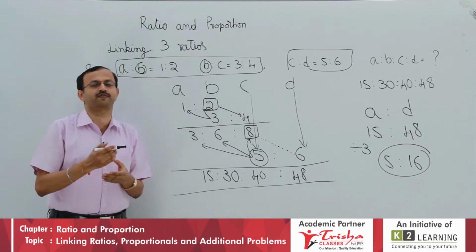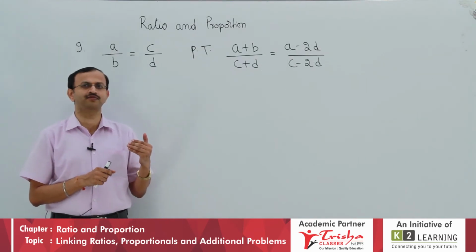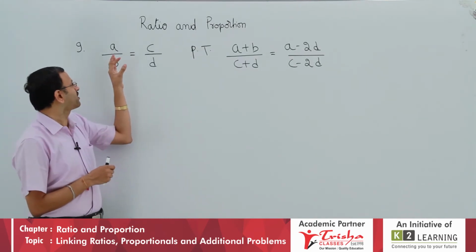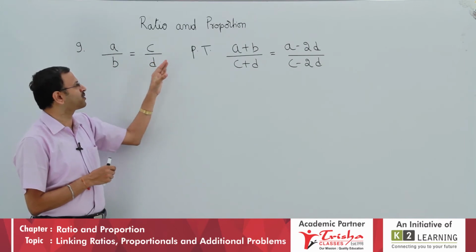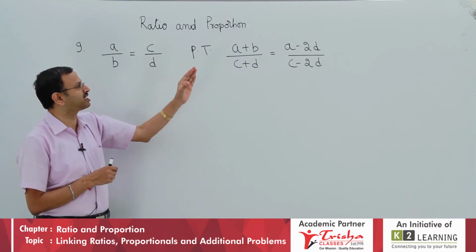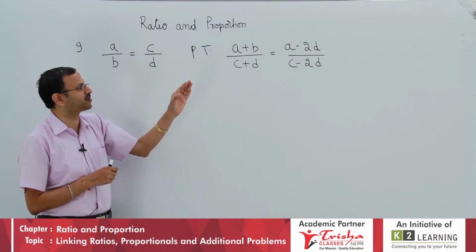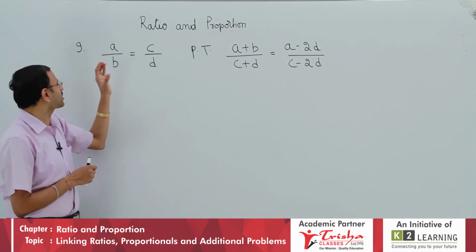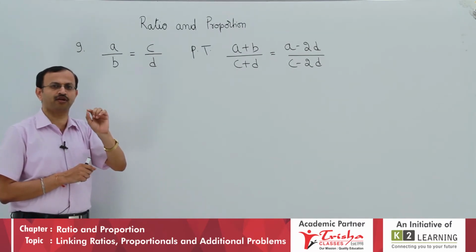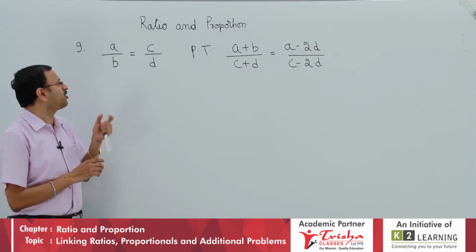Now we will go for the next problem. In one of the previous exams, the question has come: if A by B equals C by D, prove that A plus B by C plus D is equal to A minus 2B by C minus 2D. I think you are referring to problem number 9. All of you refer to problem number 9 from the question book. How do you solve it?